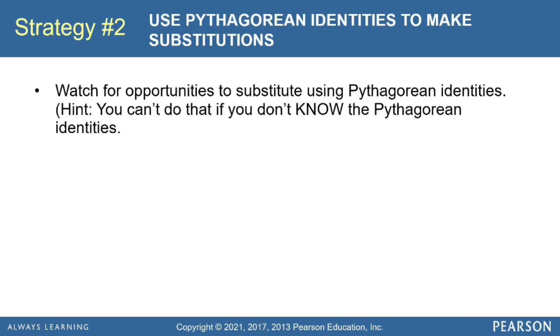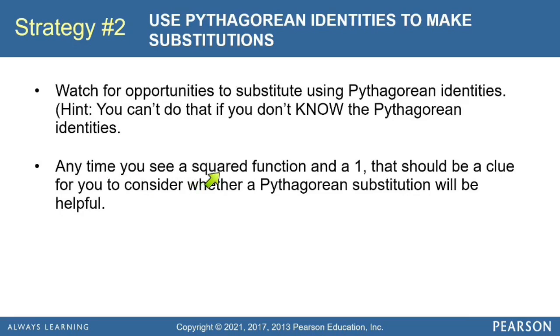Now let's look at strategy number 2, using Pythagorean identities to make substitutions. So I want you to watch for opportunities to substitute using Pythagorean identities, but you can't do that if you don't know the Pythagorean identities. So if you have not already memorized our 3 Pythagorean identities, please make sure and do that as soon as possible because it will make your verifying problems so much easier. Basically, anytime you see a squared function and a 1, that should be a clue for you to consider whether a Pythagorean substitution might be helpful.